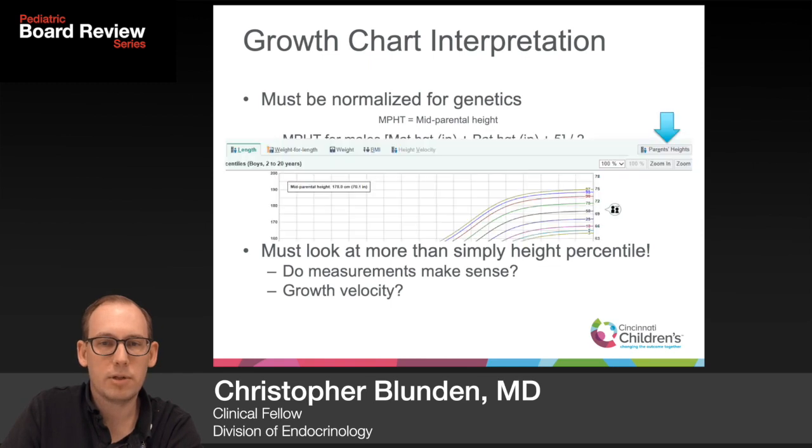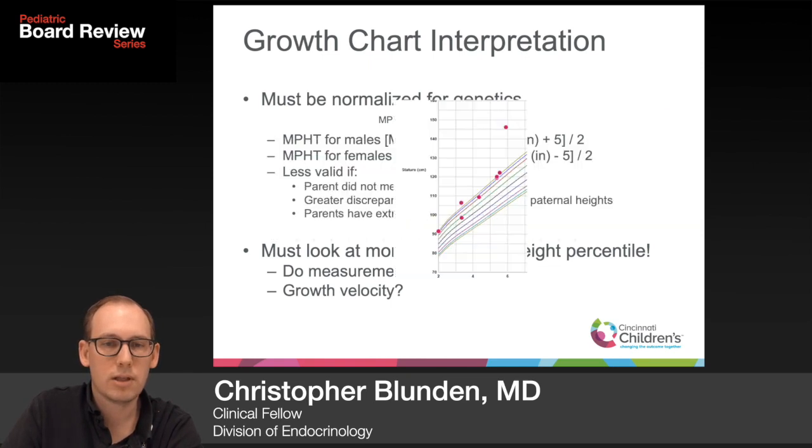For example, this is a growth chart with obviously points that are extremely discrepant from each other and extremely difficult to interpret as far as what this child's growth velocity would be. And so if you see a growth chart and there's a point on it that doesn't quite make sense, then it's important to re-measure, recalibrate so that you can make an accurate assessment and evaluation.